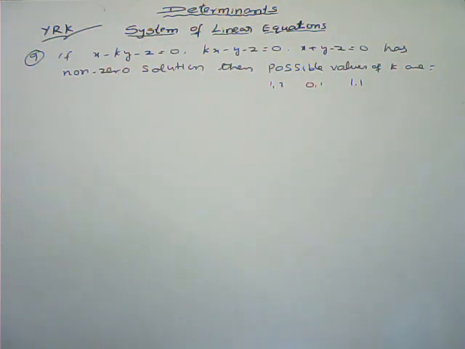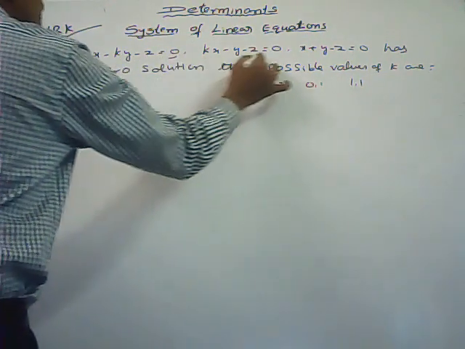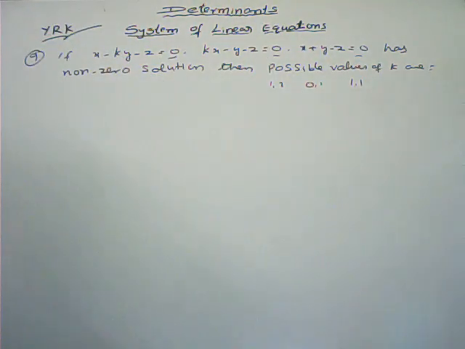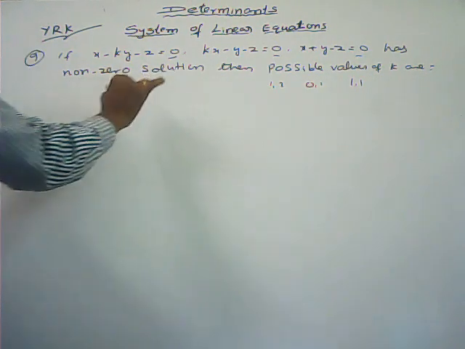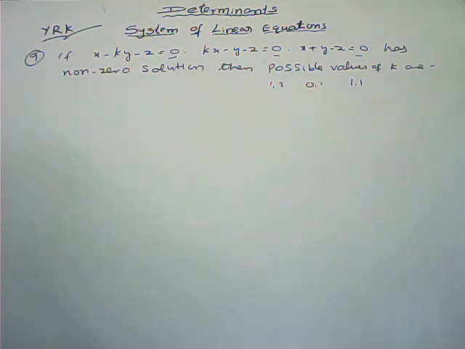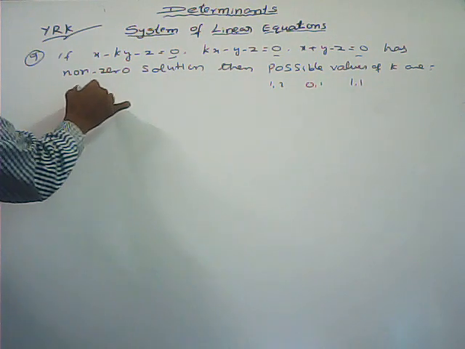Here homogeneous equations are given. Everywhere the constant term is equal to 0. Here only two types of solutions are there, trivial and non-trivial. Trivial means determinant is not equal to 0, then x equals y equals z equals 0. Non-trivial solution means the determinant of A should be equal to 0. Here non-zero solution means a non-trivial solution. Non-trivial solution means det of A.